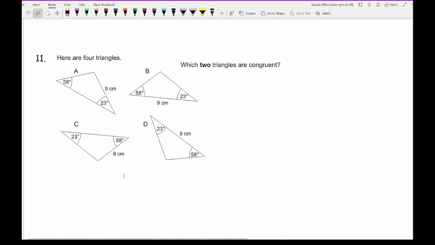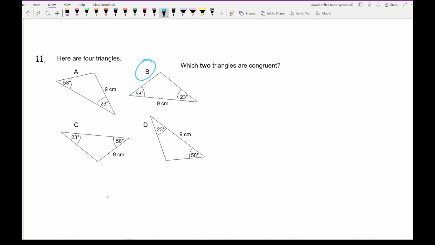Then moving on to question 11, it says here are 4 triangles. Which 2 triangles are congruent? So which 2 triangles are identical in terms of size? So again, looking at congruency, we're looking for where we've got the same information. So here we're looking for where the 9 centimeters appears on the same side. So the answer is B and D.